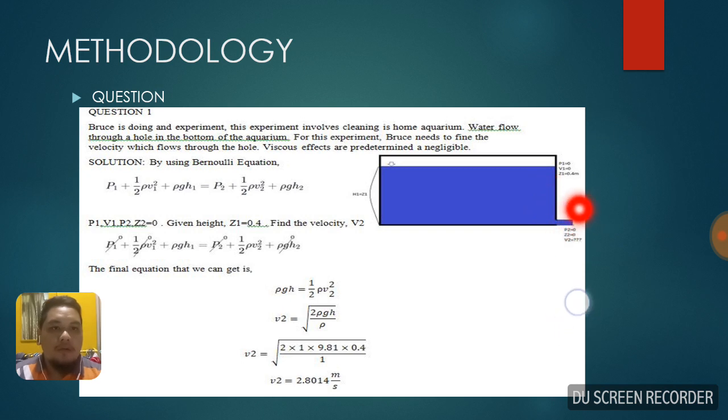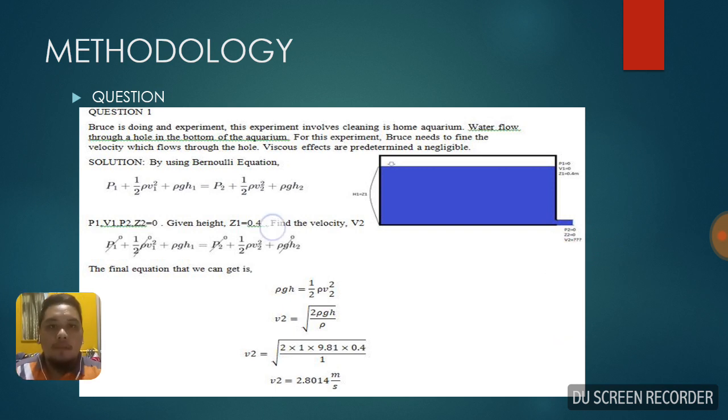As you can see here is the hole. So in order for Bruce to clear his aquarium, he needs to find the velocity at this part. As you can see here, the pressure at 1 is equal to 0, V1 is equal to 0, and the height is equal to 0.4 meters. And at the bottom, at the hole, P2 is equal to 0, Z2 is equal to 0, and V2 is unknown. So V2 is what we're searching for.